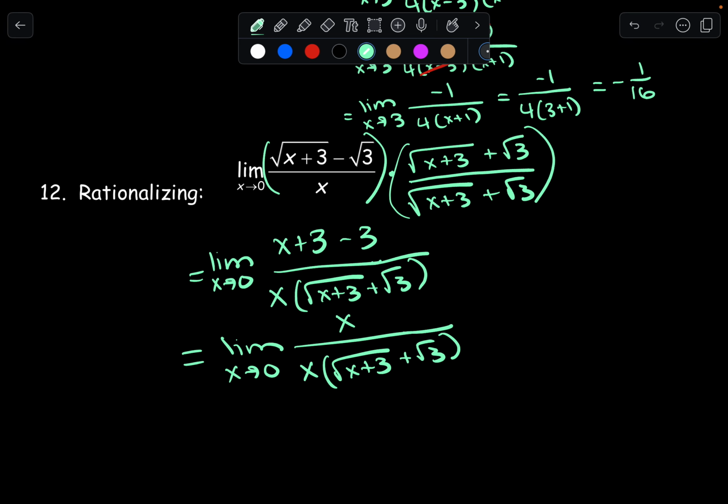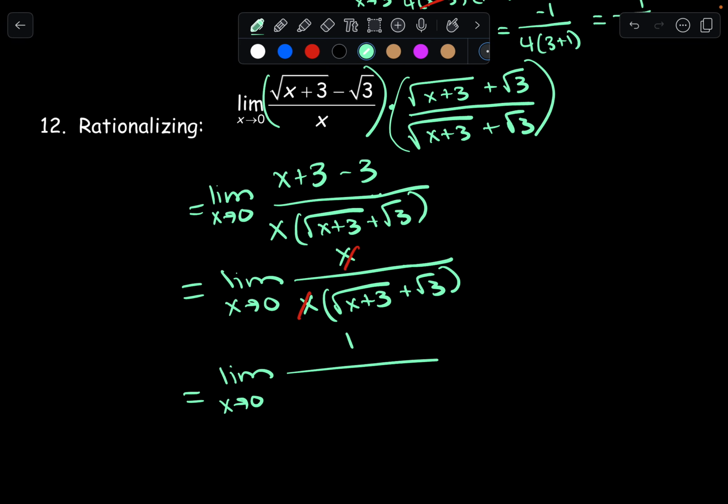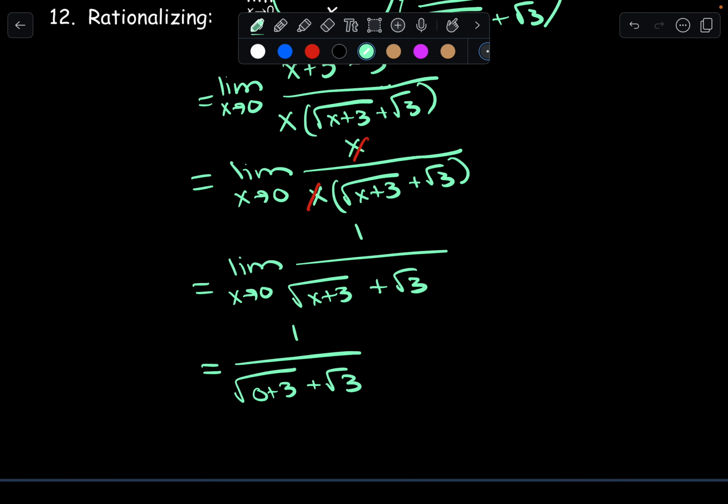So just like in the previous one, the problem with this one is the fact that x is approaching 0 and it's in the denominator. But now we can go ahead and cancel that out. So we have the limit as x approaches 0 for 1 over the square root of x plus 3 plus the square root of 3. Since that x is out of the denominator, let's try direct substitution. Once you directly substitute, the limit goes away. You are now using that limit, so it's no longer in place, okay? So we have 1 over the square root of 0 plus 3 plus the square root of 3, which is equal to 1 over 2 square root of 3.